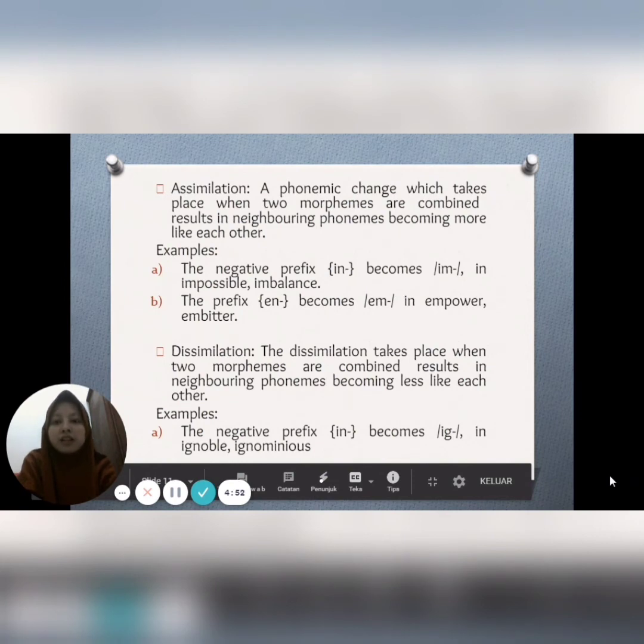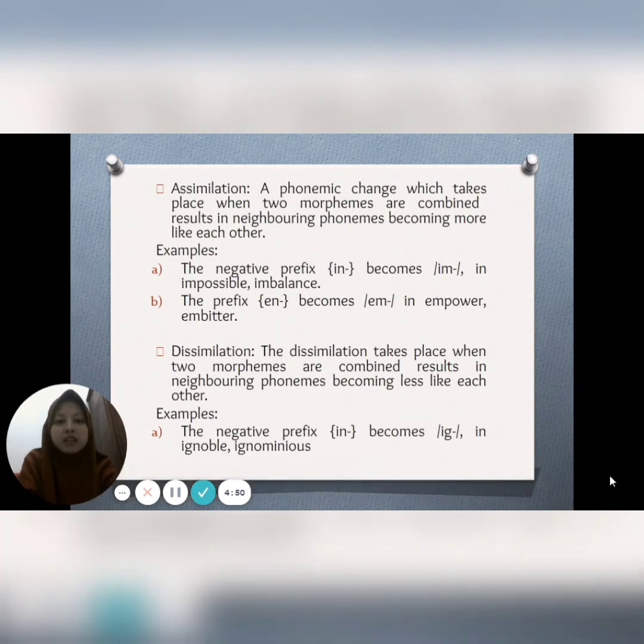Fourth, assimilation. A phonemic change which takes place when two morphemes are combined results in neighboring phonemes becoming more like each other. For example, A, the negative prefix "in" becomes "im" in the words impossible and imbalance. B, the prefix "en" becomes "em" in the words empower and embitter.